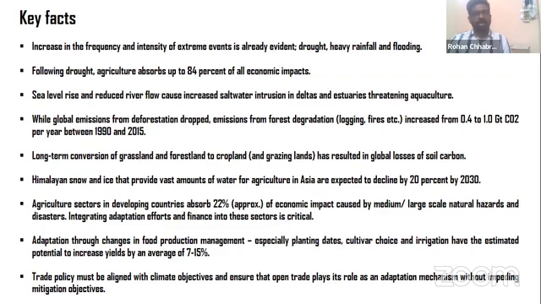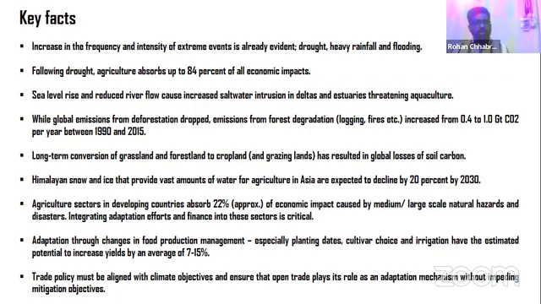Now, sea level rise and low river flow are causing more saltwater intrusion in deltas and are also threatening aquacultures. While global emissions are dropping, there are emissions that are increasing. And in the past 25 years, the global emissions have increased from 0.4 to 1 gigaton of CO2 emissions per year. And long-term conversion of grassland and forest land to cropland has resulted in global loss of soil carbon.